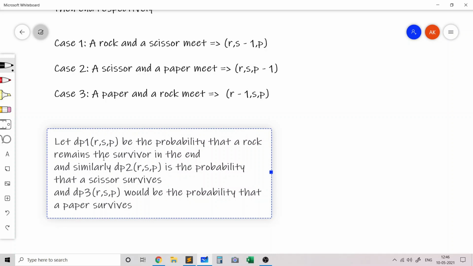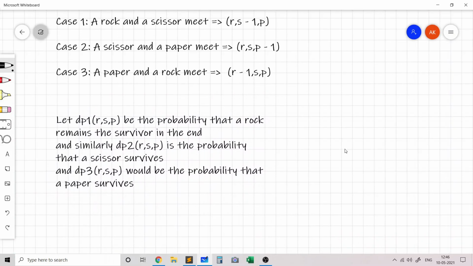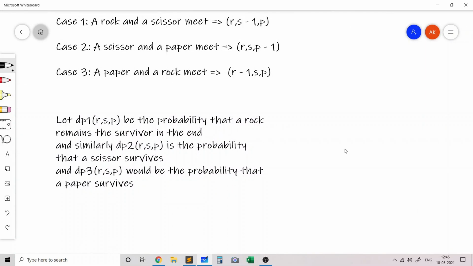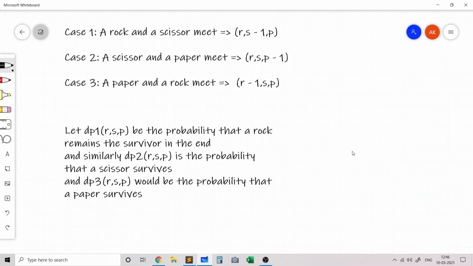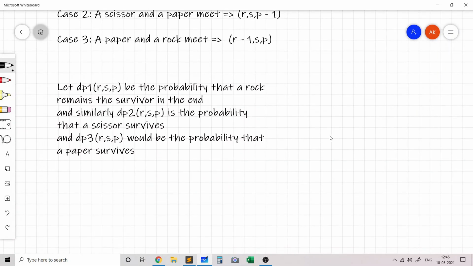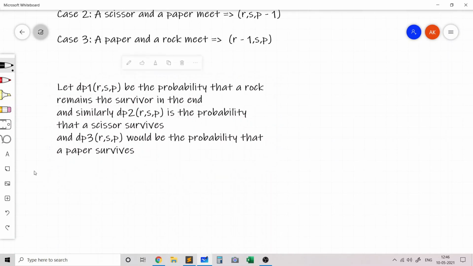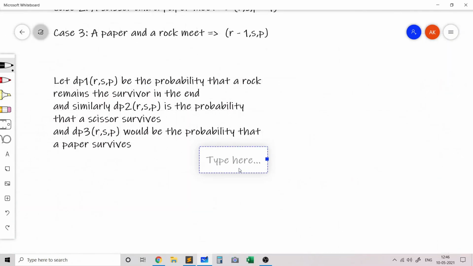Notice that in our transition we didn't consider the case when two rocks meet, because in that case the two rocks would not kill each other and they would remain the same, so it doesn't make sense to consider that. So only these three cases are there. So these are essentially our transition and this is our DP state. Now one additional thing which we need to make sure is that we know what our base cases are. So our transition is clear. Now let's look at our base case.